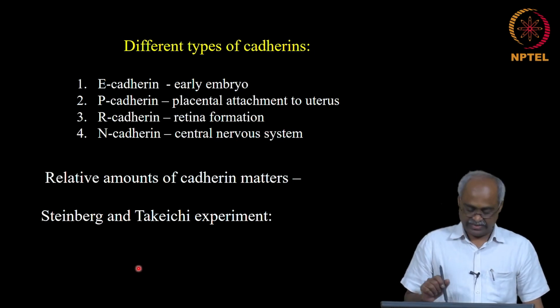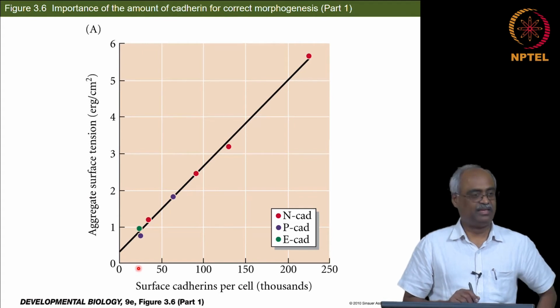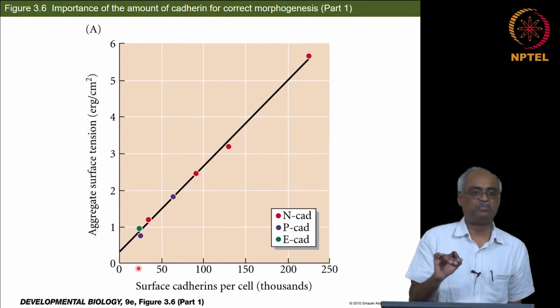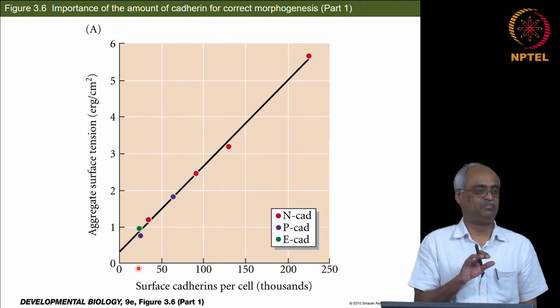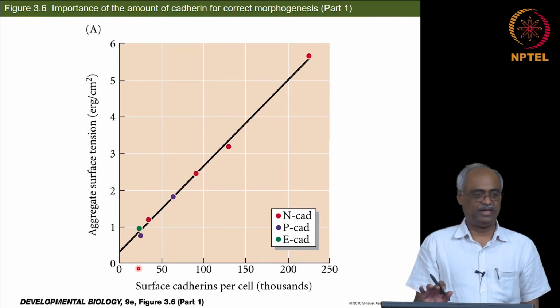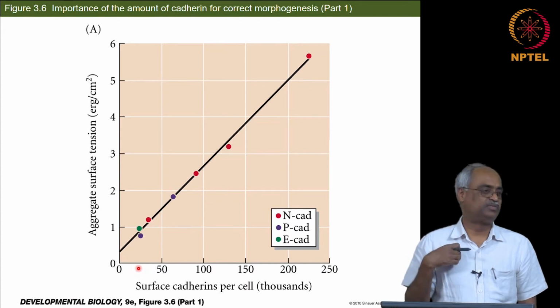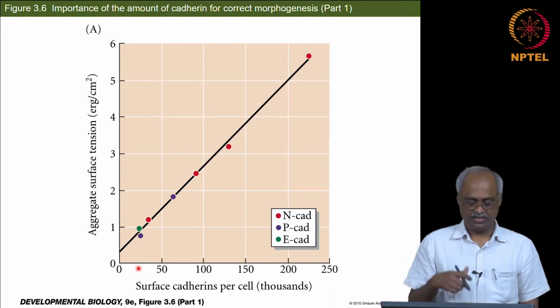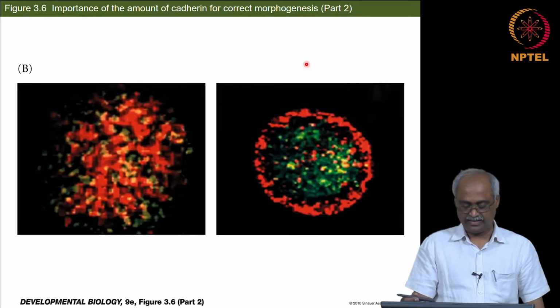They did a series of experiments, and we are going to look at one of them. Here they took the same kind of cells, genotypically identical cells and developmentally also the same fate cells. You express different amounts of a given cadherin, and then you find the aggregate surface tension increases linearly with that. And does that have a consequence? Yes, that is in the next slide.